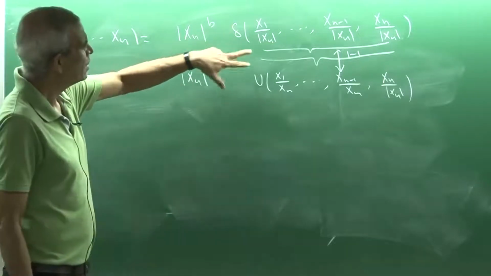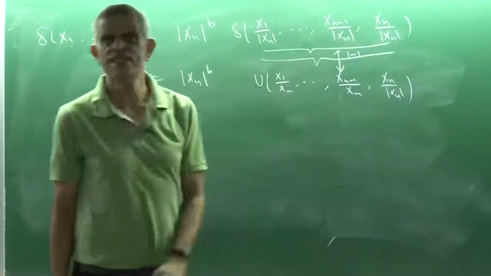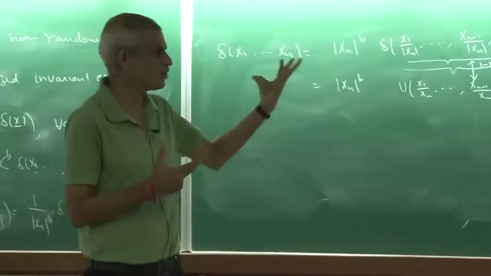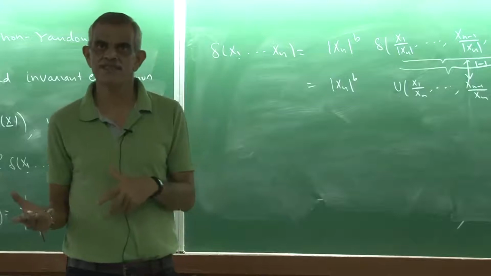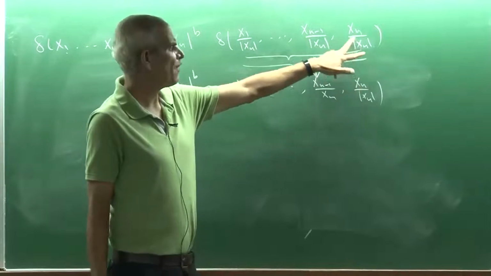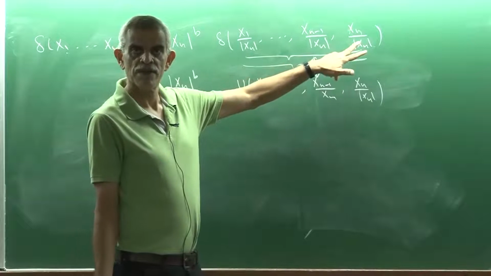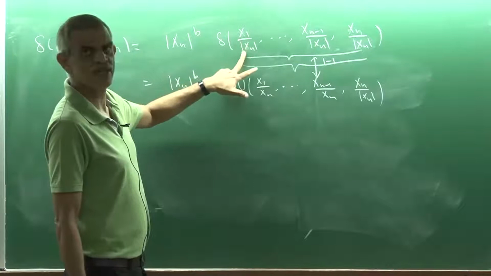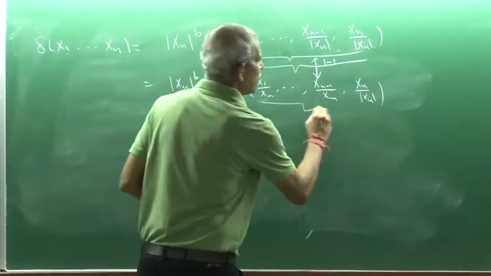So that is very simple. Suppose this is known. If this is known, then I know xn upon mod of xn. If xn is positive, it is 1, and it is minus 1 if xn is negative. So if I know this, I know this is plus 1 or minus 1, and I know the sign of xn. If I know the sign of xn, this would be either x1 upon xn or x1 upon minus xn.